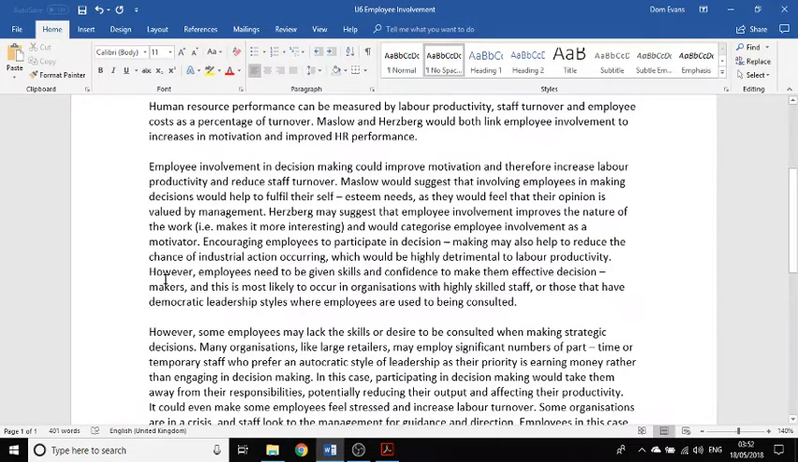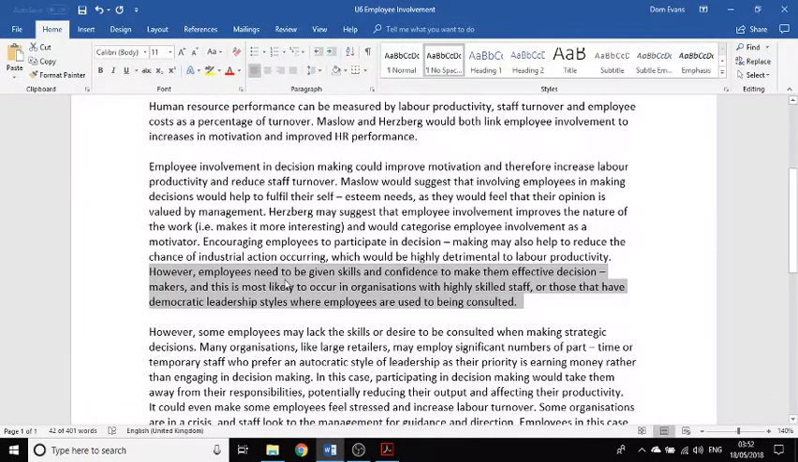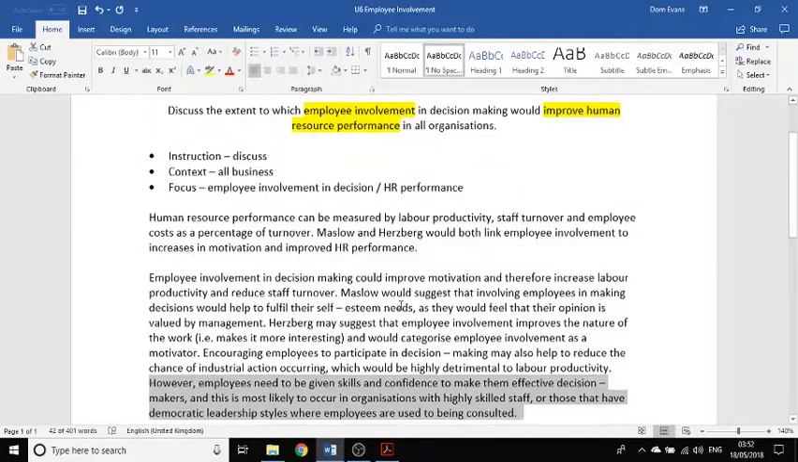So this final paragraph here answers the question. Okay, would it improve human resource performance in all organisations? Well, it's most likely to be successful when staff are trained and they're used to a democratic leadership style and being consulted. So that's the answer.